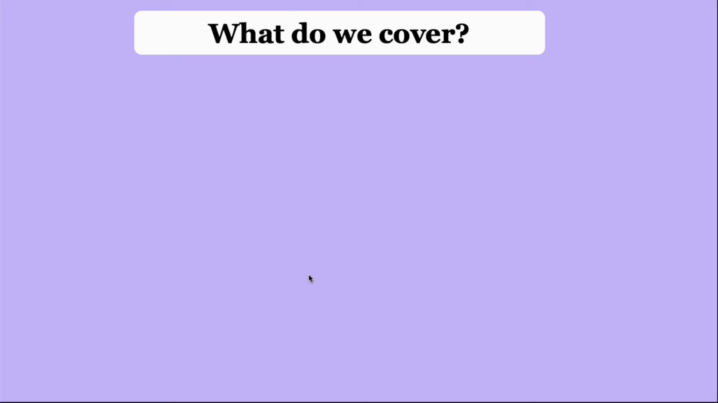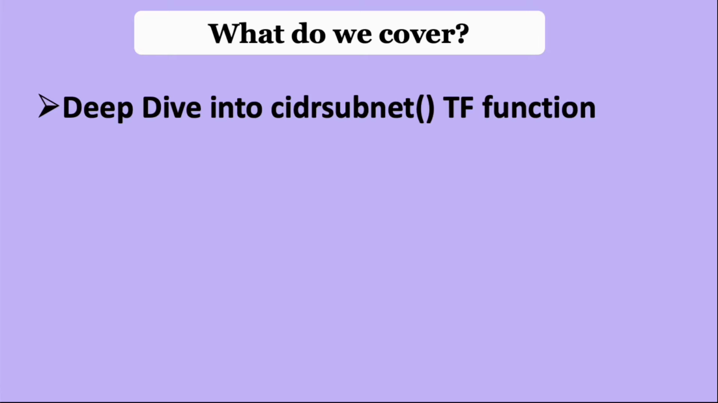In this video, let us deep dive into a very important Terraform function called cidrsubnet, which is a built-in Terraform function. Terraform provides many such helper functions when you write the Terraform script. One of them is cidrsubnet, which is typically used to create subnets of different sizes, maybe public, private, or database subnets, given a VPC.